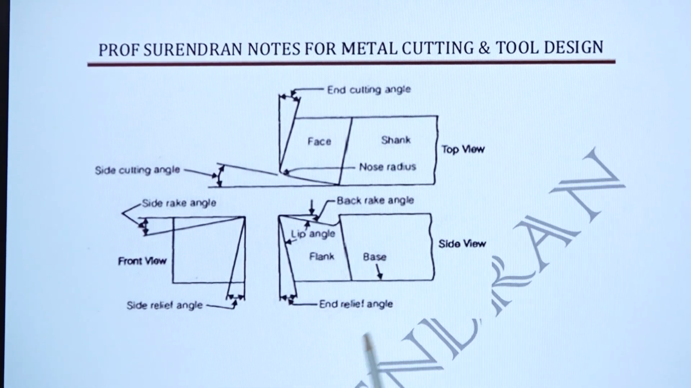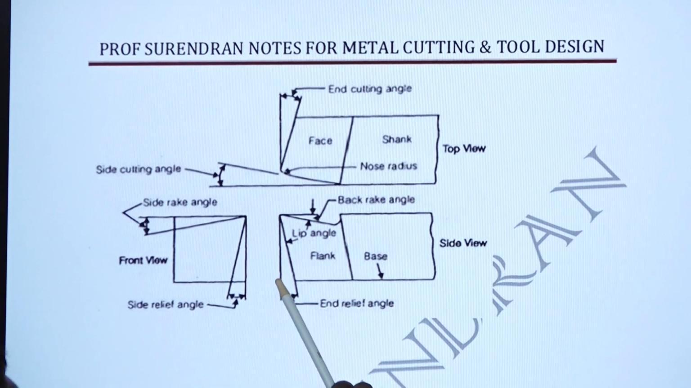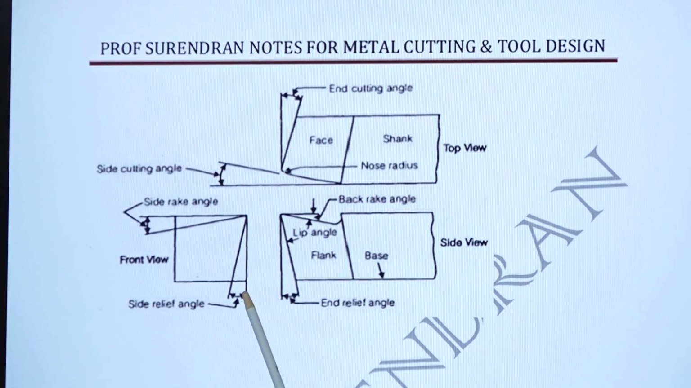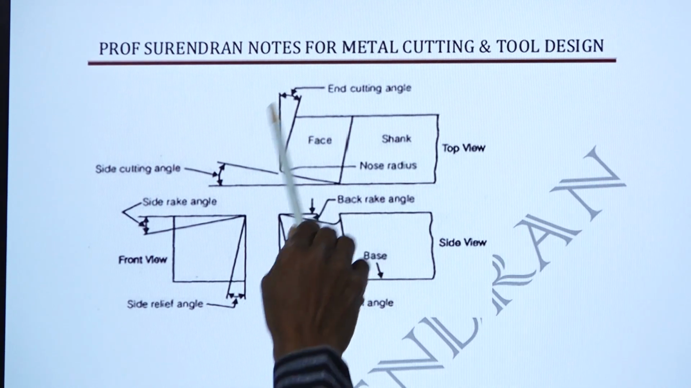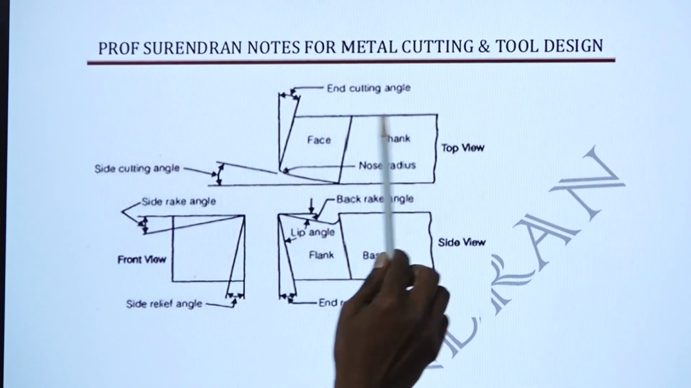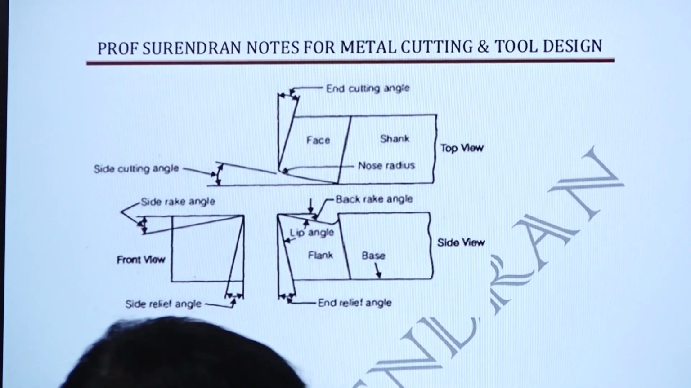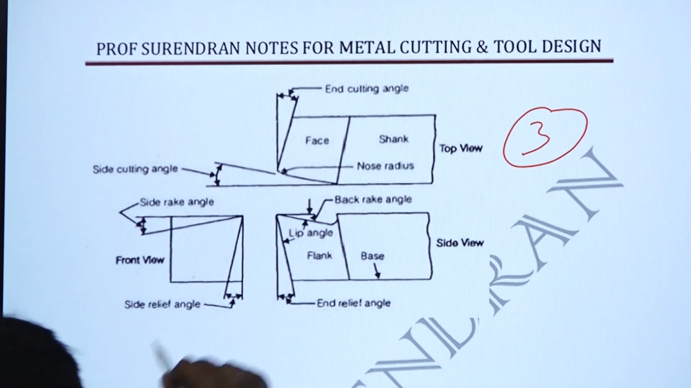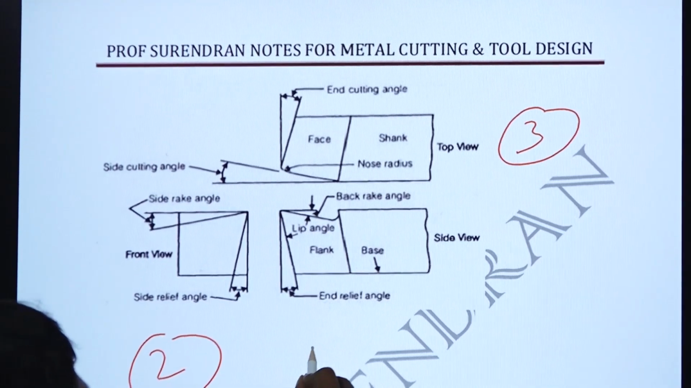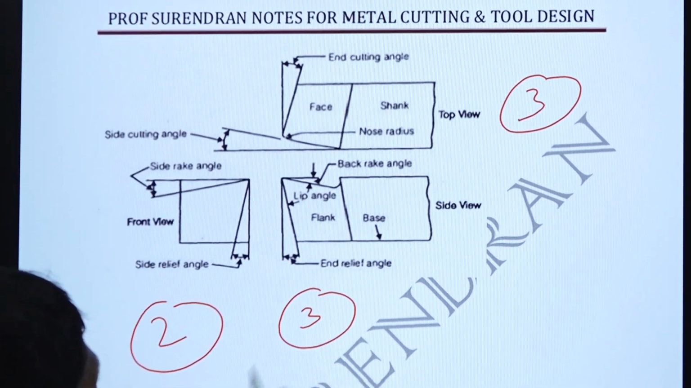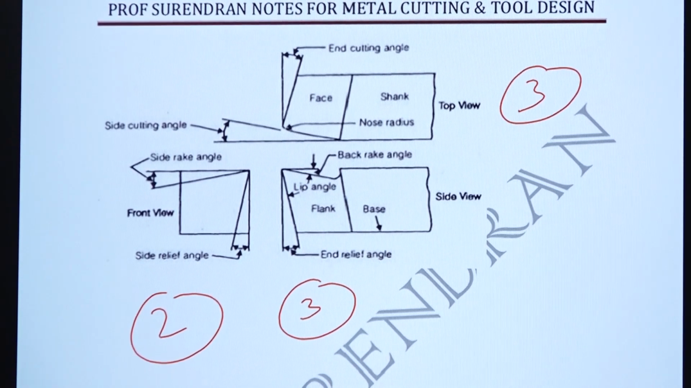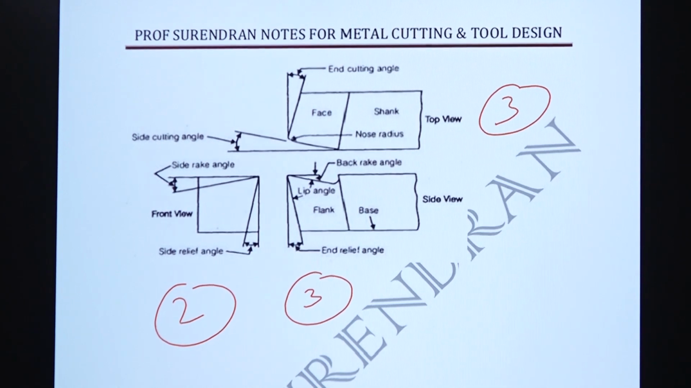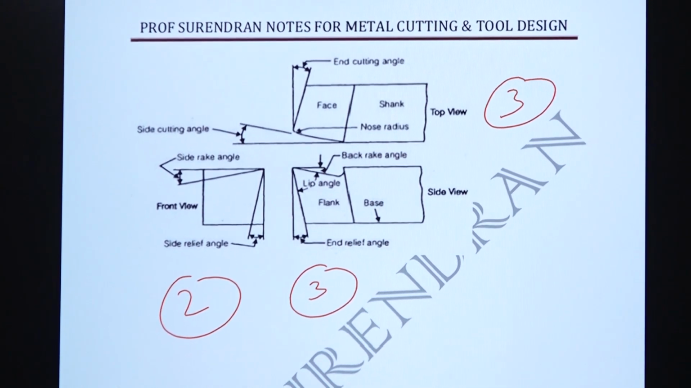Shank you can easily remember, base you can easily remember, but here are 2 angles. It is back rake angle, end relief angle, side rake angle, side relief angle. Here end cutting edge angle, side cutting edge angle, and nose radius. So here 3 parameters are coming, and here 2 parameters are coming. 3 angles you should know. So totally 8 things we have to remember in this diagram. So make a note of that.